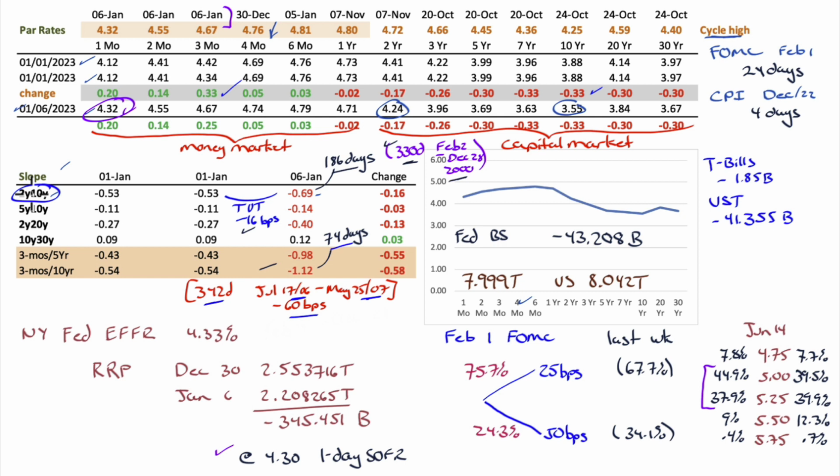You usually get an inversion of the 3-month to the 10-year in a low growth environment. And this is typically why it is a precursor to a recession, because shocks happen all the time. And if a shock happens in a low growth environment, it is more likely to cause a recession than if a shock happened in a high growth environment.